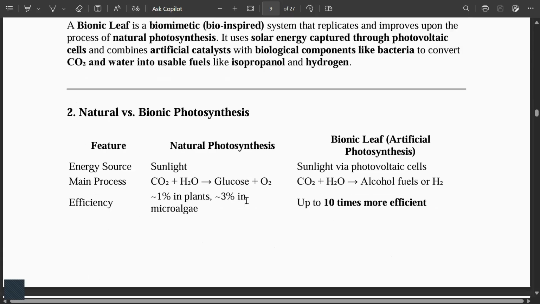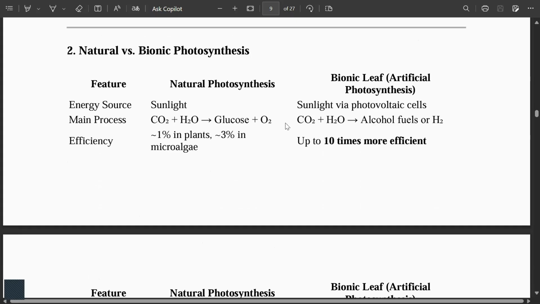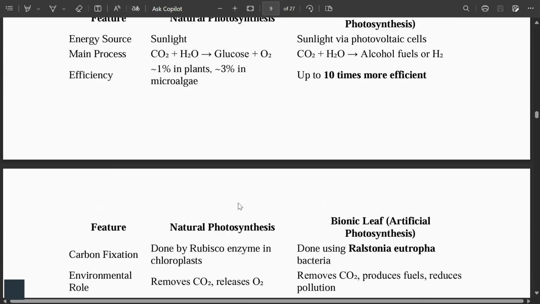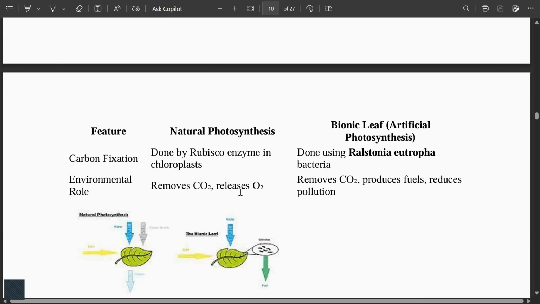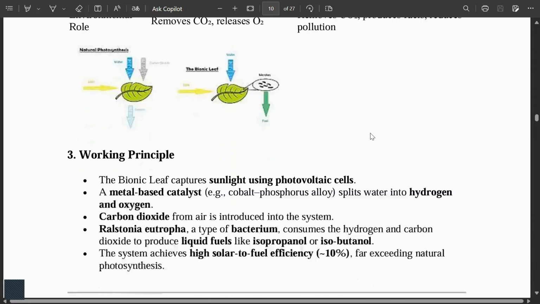Natural and bionic photosynthesis, you can compare those two and write with the equations and with some of the features. We use one bacteria. That bacteria is Ralstonia eutropha. This is very important. You have to mention this.